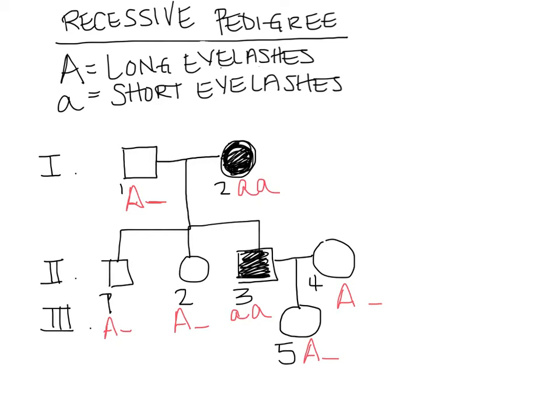Let's take a look at this individual up here first. Here's the question I asked myself. Do I know this person's parents? No, I don't. Do I know this person's children? Yes, I do. Do any of these children have 2 little a's? The answer is yes. Because this child has 2 little a's, one little a came from one parent and the other little a came from the other parent. So this must be a little a.